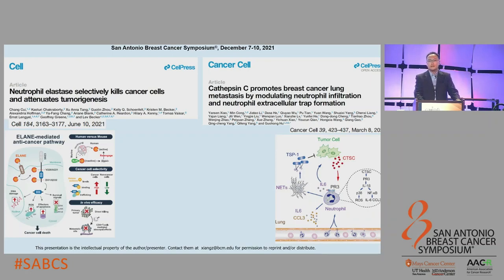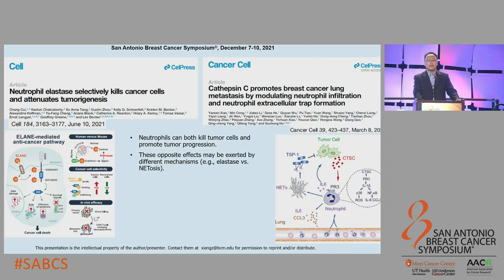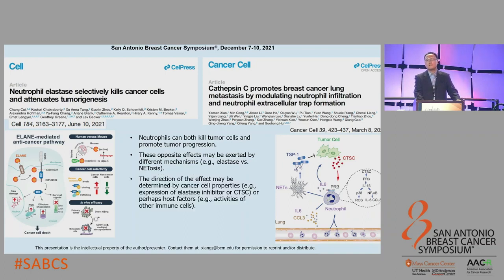On the right, you have another paper by Dr. Guohong Hu's lab suggesting that cathepsin C can be secreted by tumor cells to recruit neutrophils, and that in turn can promote tumor progression. So now we have a situation that the same immune cell can both kill and promote tumor progression. This is the opposite effect, probably because of different mechanisms that are at work in different contexts. And this direction may be determined by the cancer cell, but that definitely poses the question of how to more accurately predict the immune microenvironment effects on tumor progression. Unfortunately, we still have a long way to go in this regard.